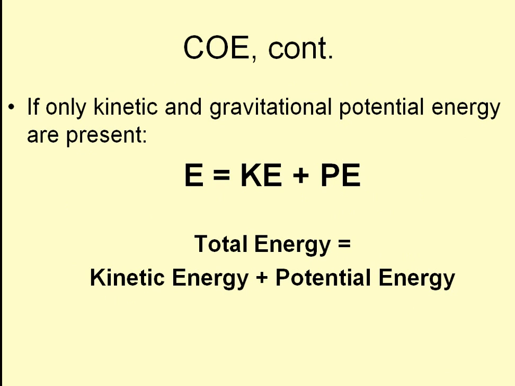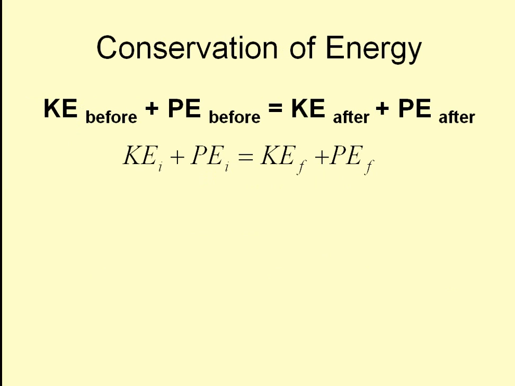Okay, so here's kind of the guideline for our problems. If we pretend that all we have is kinetic and gravitational potential energy present, so we're ignoring the other forms for right now, then total energy should be the total amount of kinetic plus the total amount of potential. Tacking on to that, what if we have some type of change in the situation? The kinetic energy and the potential energy before, added together, should equal the kinetic energy and the potential energy after. This is the way that it is presented to you on your STAAR chart.